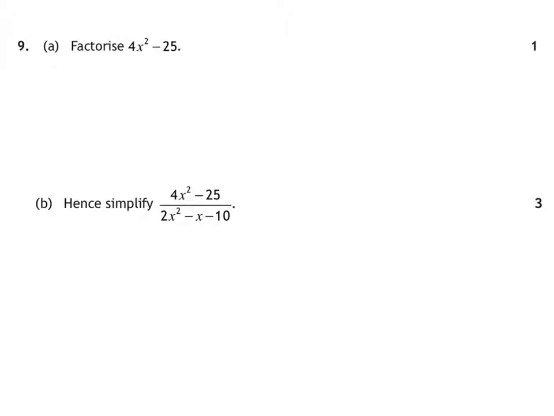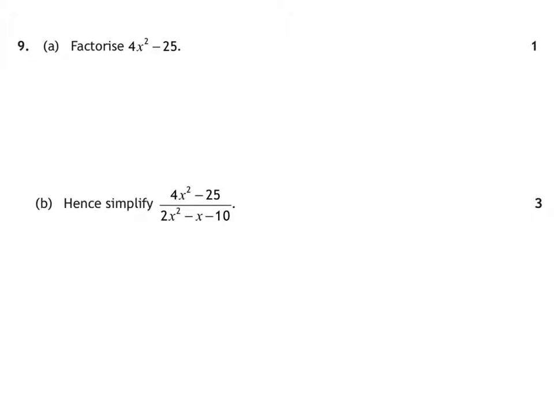Right, number 9, factorise 4x squared minus 25. Factorise. As soon as you see those words, you should start going down your list. Number 1, do we have a common factor? Number 2, do we have a difference of two squares? Number 3, all else fails, product and sum. Have a look at it, decide which one you're going to go for.